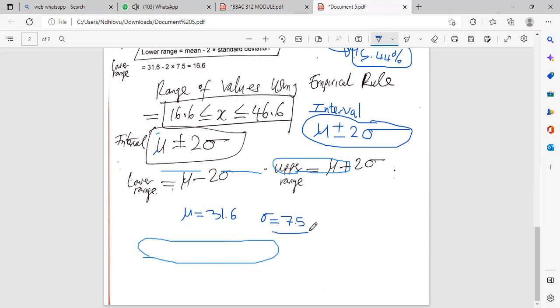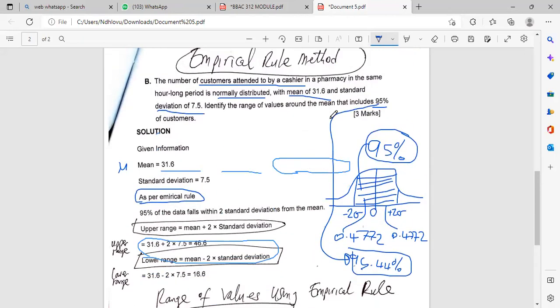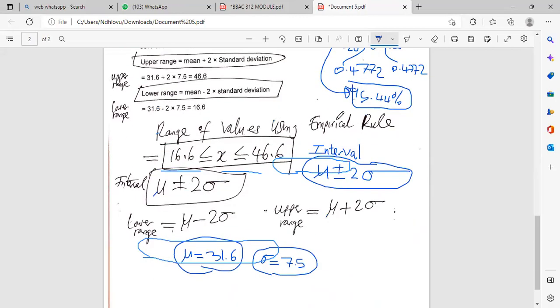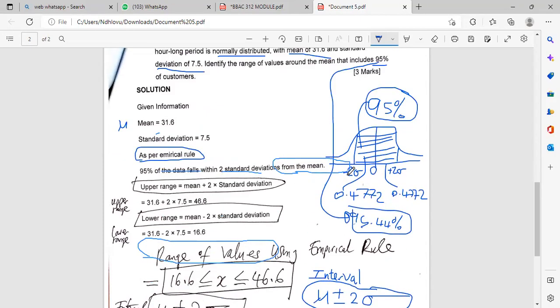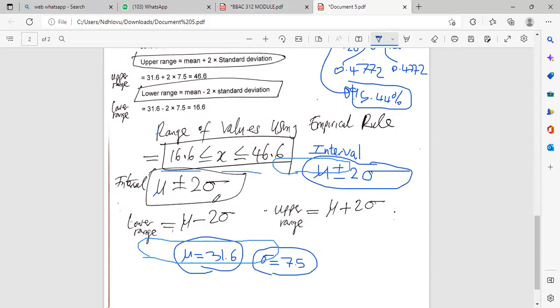So we want to find the range of values that fall within that, meaning identify a range of values around the mean that includes 95% of customers. We know that it's within 2 standard deviations of the mean. From the normal tables, for -2 we get 0.4, so the entire area here is 0.95, or 95.44.